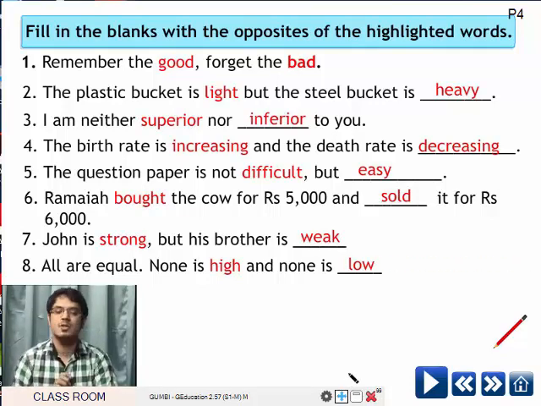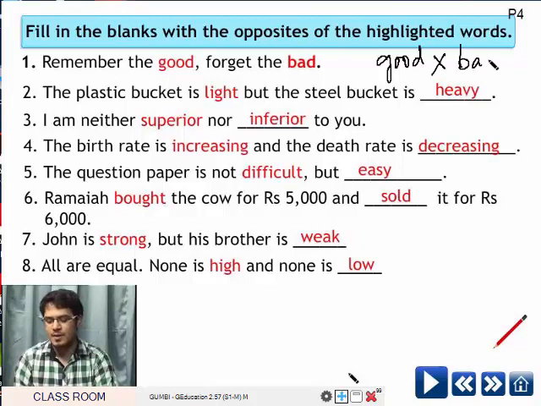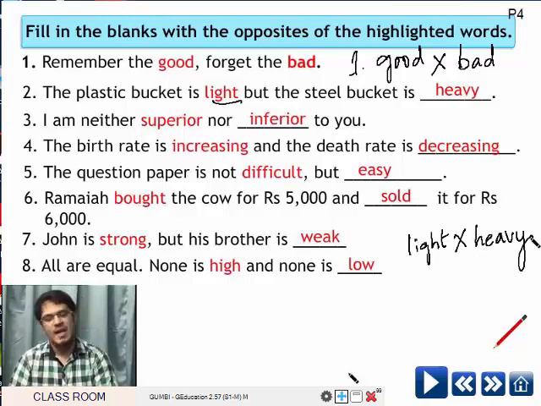You can take down these opposites in your notebook. First is good, bad. Very good. Good, bad. Light, L-I-G-H-T, light. Heavy, H-E-A-V-Y, light, heavy. Next, superior, superior, inferior.